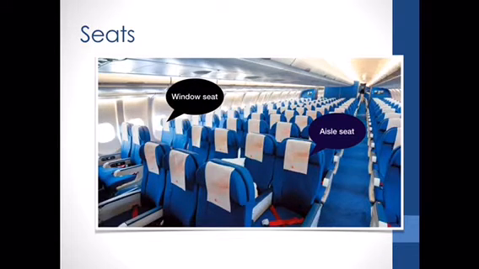Inside the airplane, you can find the seats. There are window seats, aisle seats, or middle seats, according to the size of the airplane, and you can find the economic class or the first class.